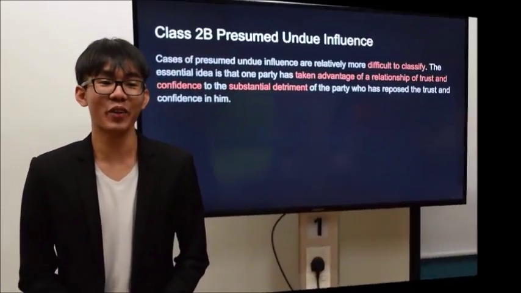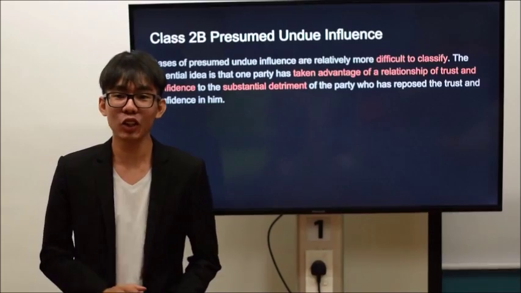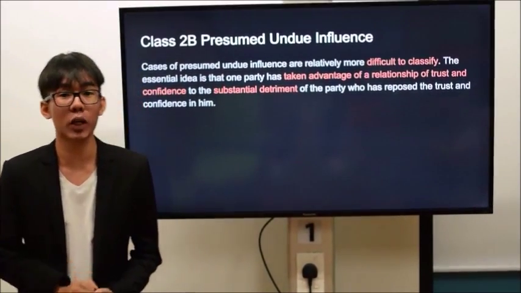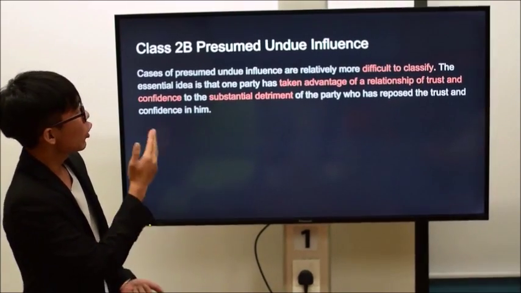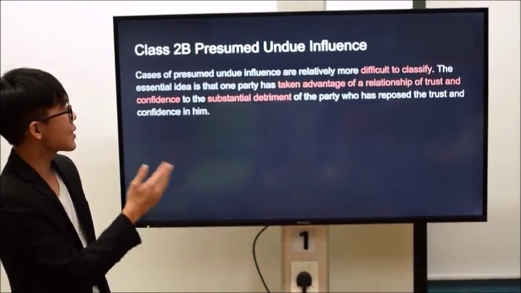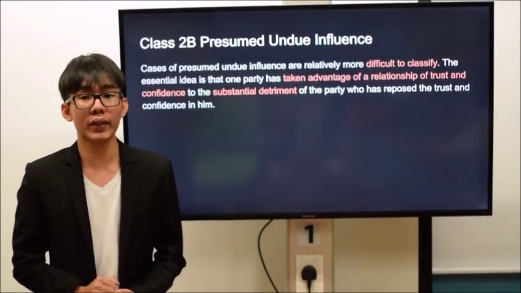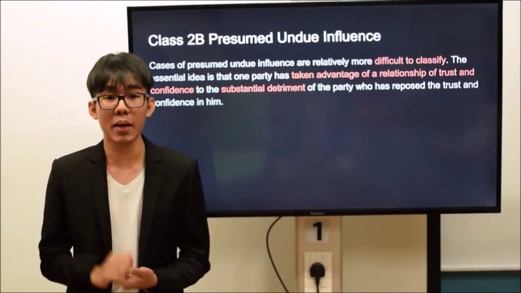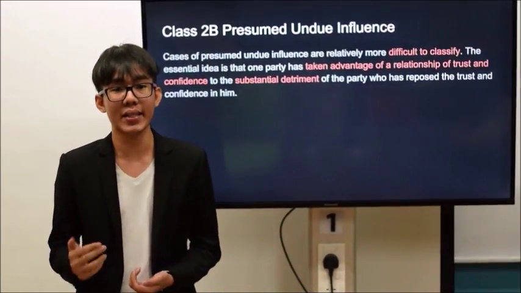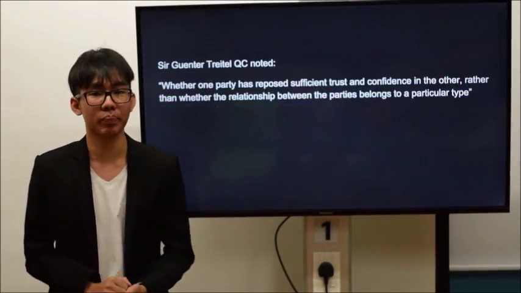Cases of presumed undue influence are relatively more difficult to classify. The essential idea is that one party has taken advantage of a relationship of trust and confidence to the substantial detriment of the party who has reposed the trust and confidence in him. However, it must be noted that the requirement of substantial detriment has been replaced and will be discussed in a later slide. This change has also been recognized by the Malaysian courts.